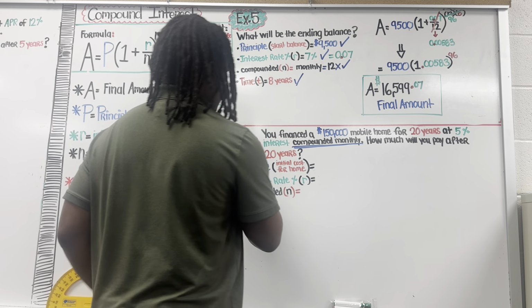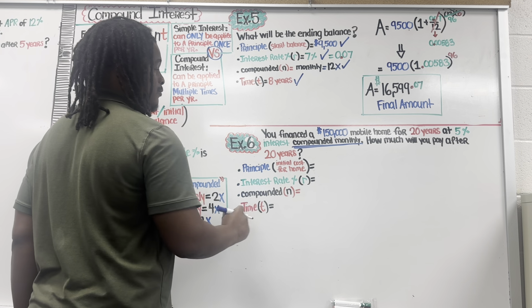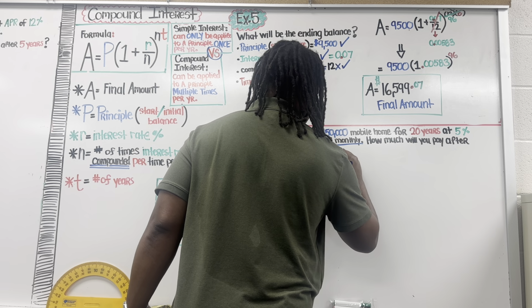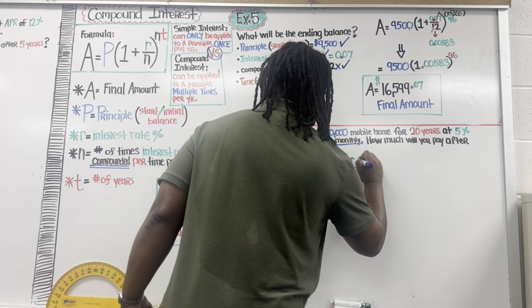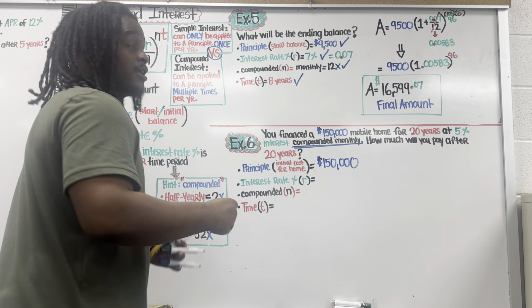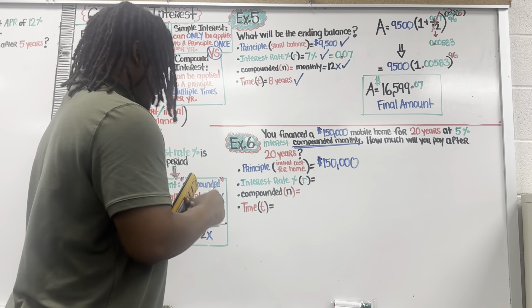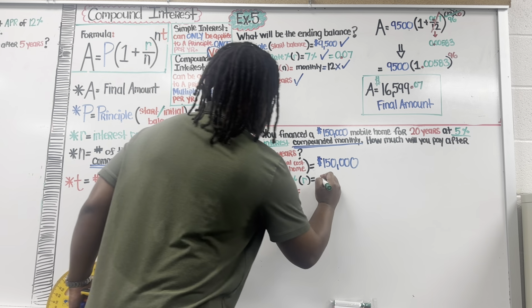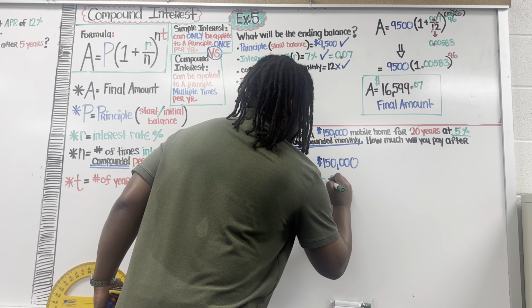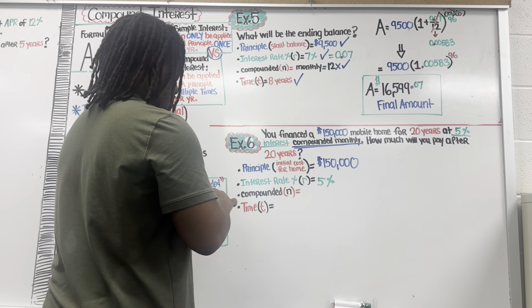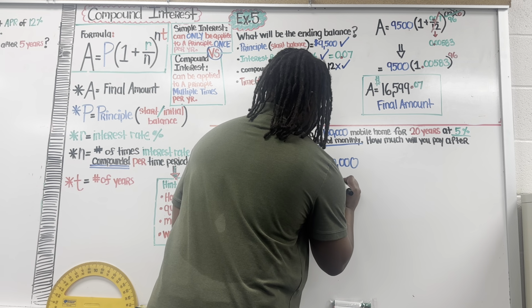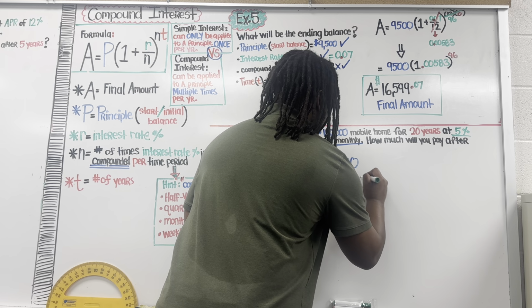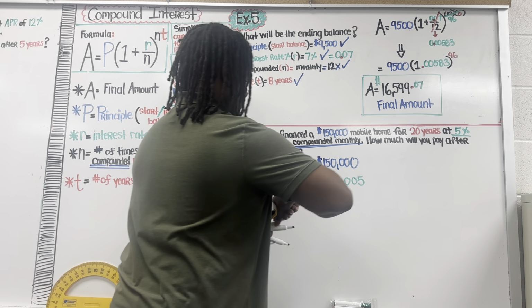So once again, the principal is the initial cost for the home. The home is valued at $150,000. The interest rate that's going to be added to the debt that you're paying off is 5%. And we have to change the percent to a decimal. So 5% equals 0.05 as a decimal.